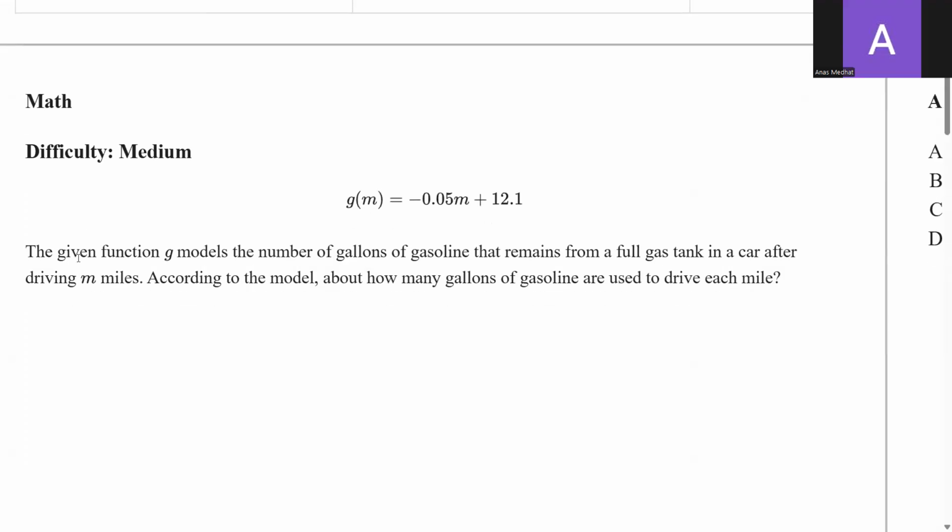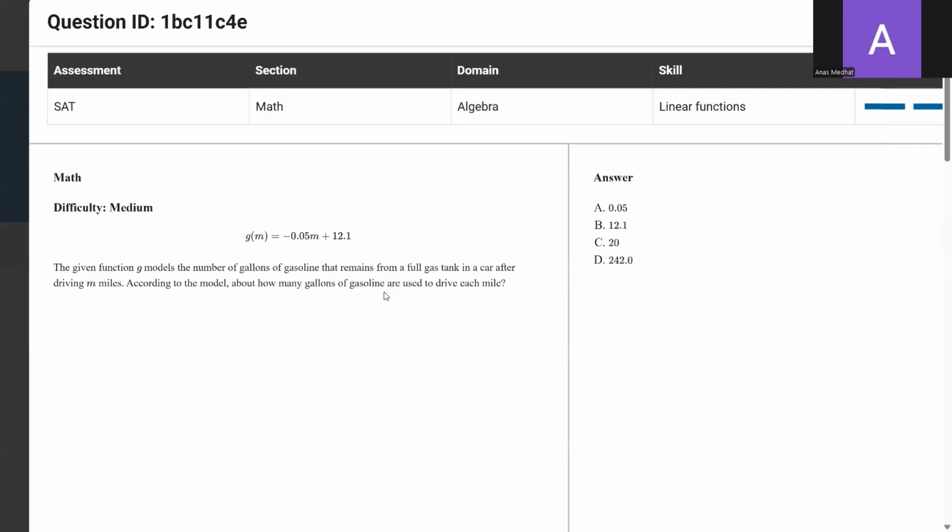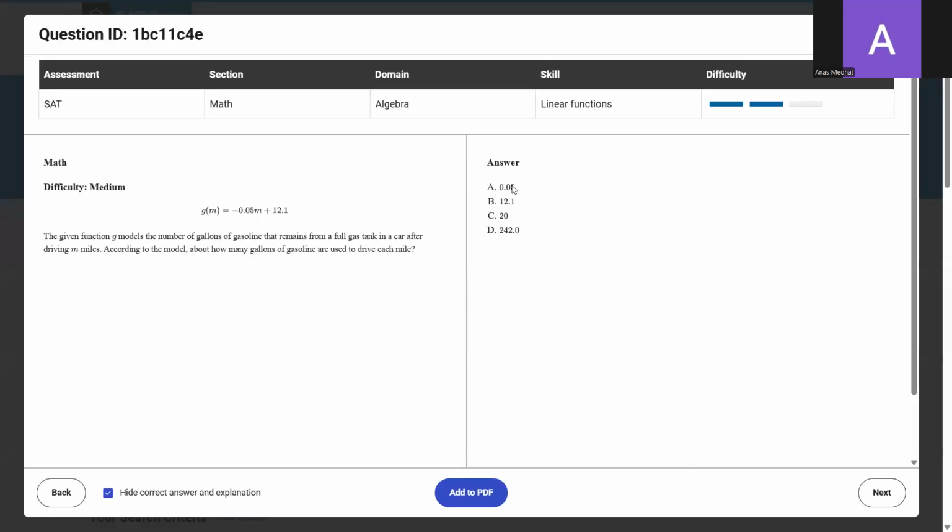Okay. The given function G models the number of gallons of gasoline that remains from a full gas tank in a car after driving in miles. According to the model, about how many gallons of gasoline are used to drive each mile? It's asking about the rate, how many gallons of gasoline are used to drive each mile. So this is the slope, which is minus 0.05. So the slope is the answer.